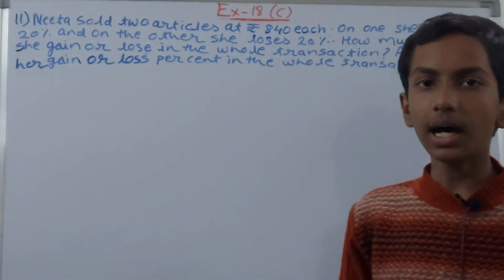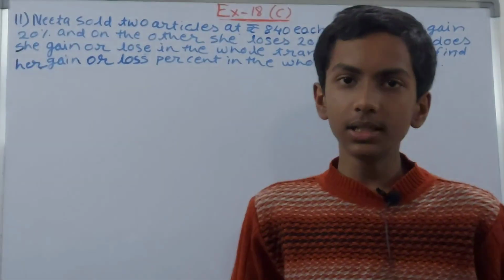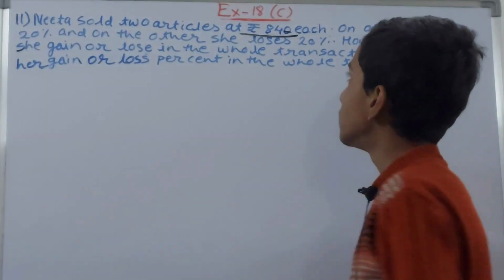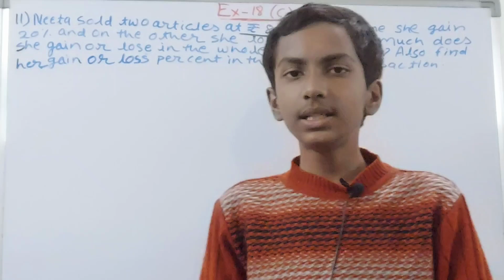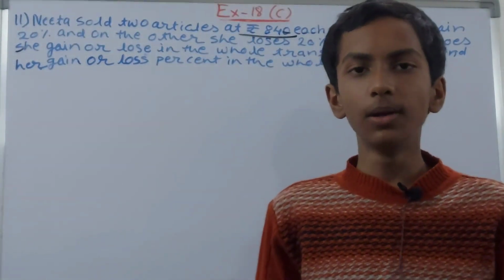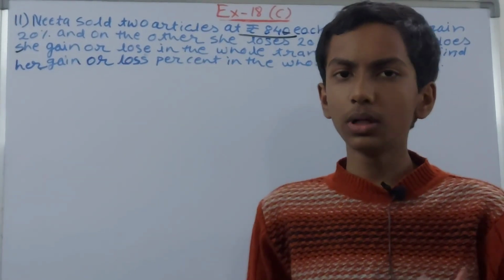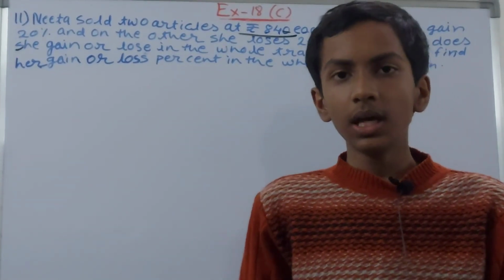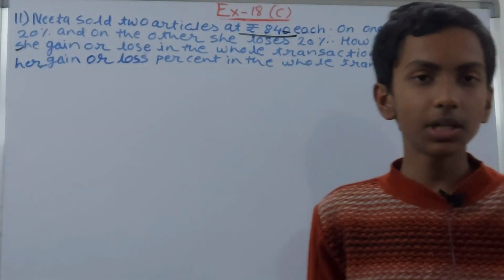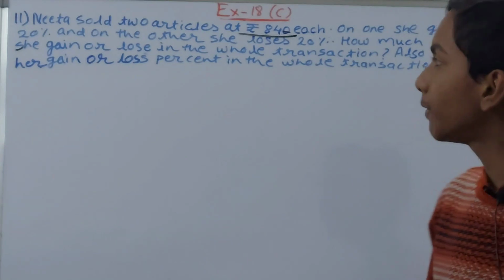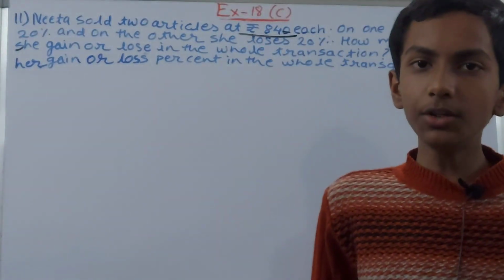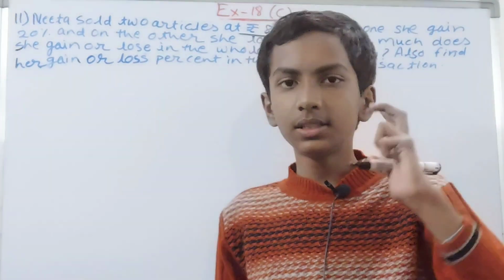So you see here that she sells two articles at the same price, and the price of each article is rupees 840. Now it's telling that on one she gains 20% and on the other she loses 20%. So does she gain or does she lose? Once we have found whether she gains or loses money, then we have to find the gain or the loss percent. So first we need to know the cost price and the selling price.